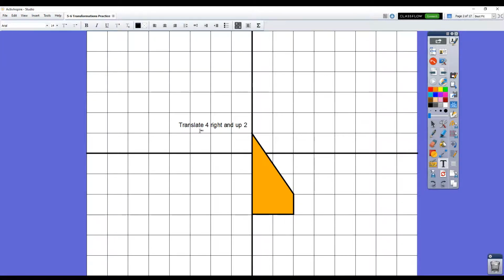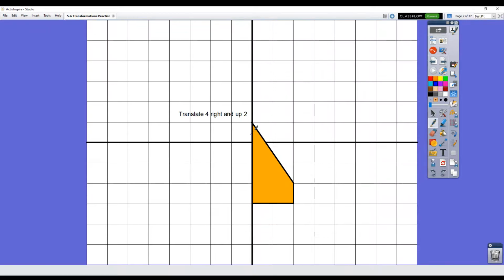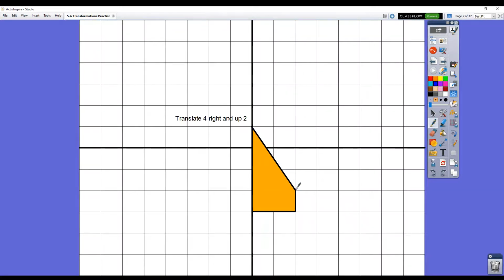Practice doing a translation 4 to the right and up 2. So when we do this translation, we need to look at each individual point. So for example, here, here, and here, and here. This one might have been tricky because it didn't actually show you the points to start out with. So we had to find what are the points of this shape.